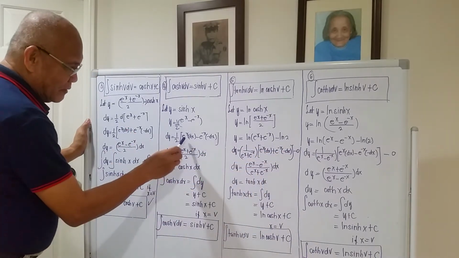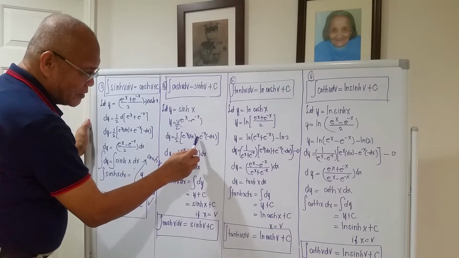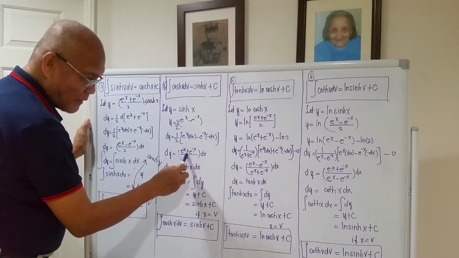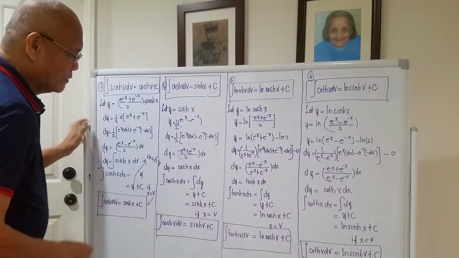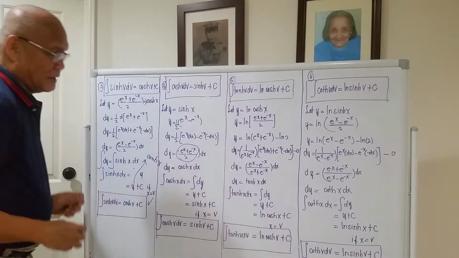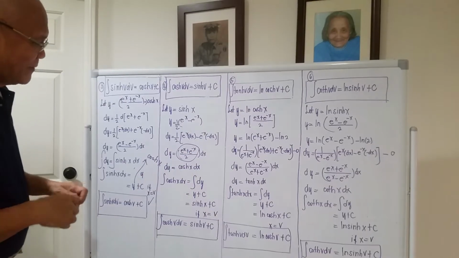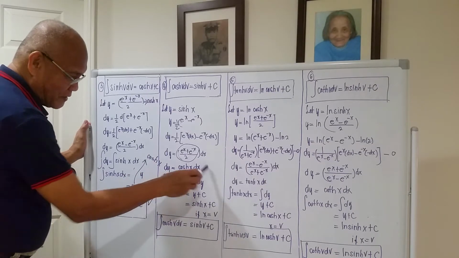Okay, this is e to the x. The sign of the second term will be, this is minus, so it will now be plus, e to the minus x over 2. But what is this? It is hyperbolic cosine, right? Therefore, dy is now equal to hyperbolic cosine of x dx.